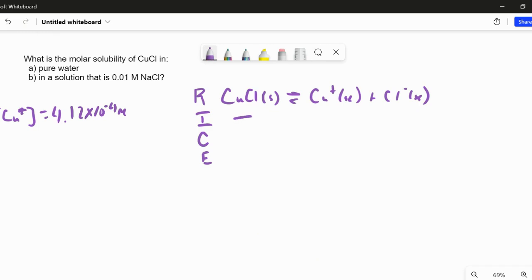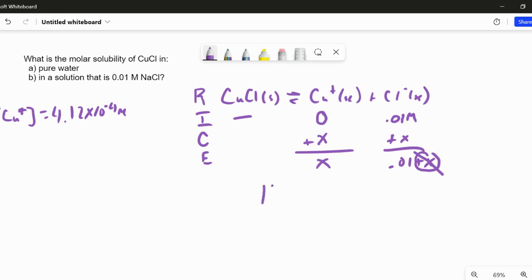Again, initially we don't care about the copper chloride, but this time we have no copper ions present, and we do have an initial amount of chloride ions from the sodium chloride. It's 0.01 molar. So that's going to affect our equilibrium concentrations because we already have some chloride present. For change, we are still going to gain X molar copper ions and X molar chloride ions. So at equilibrium, there will be X molar copper ions, but this time 0.01 plus X molar chloride ions. Because our Ksp value is more than 100 times less than our initial concentration of chloride, we can ignore this plus X, which will make our math much easier.